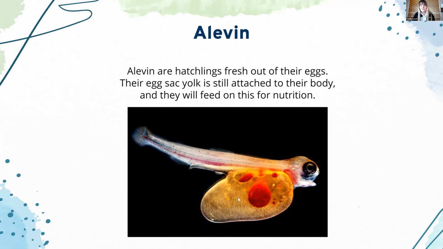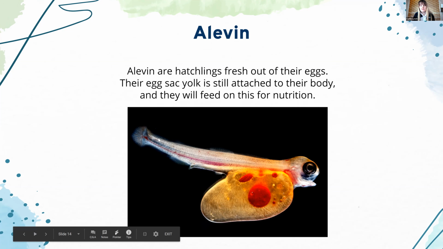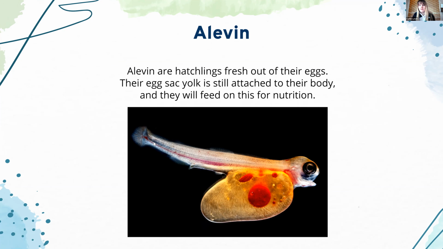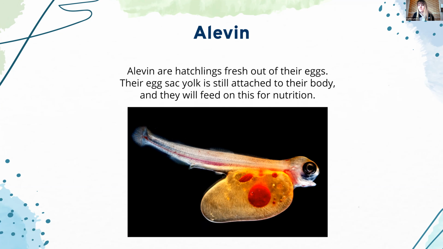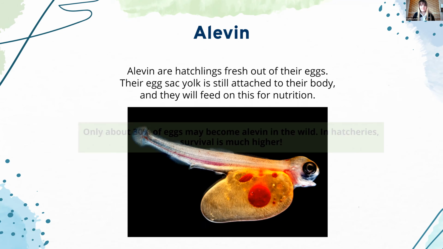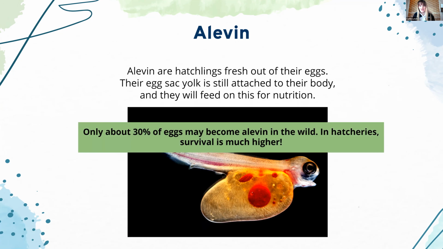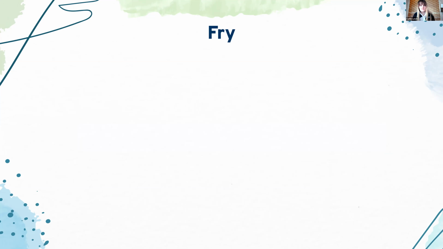And those are going to be these very small, wispy trout right here. They will be very small, and they'll have that little egg sac attached to them, and they will be using that for nutrition until they're big enough to eat whatever is in their environment. Only about 30% of our eggs might become alevin in the wild, so to survive and hatch. In hatcheries, that survival is going to be a lot higher, because you have to think that they don't have that natural predation.